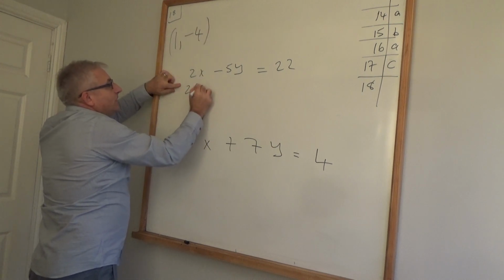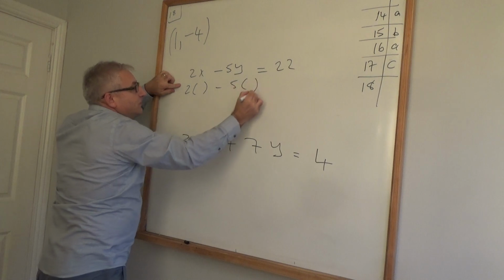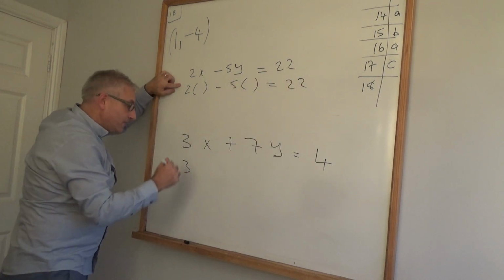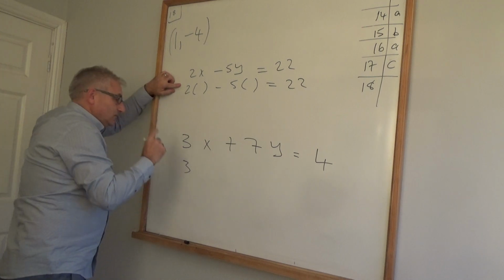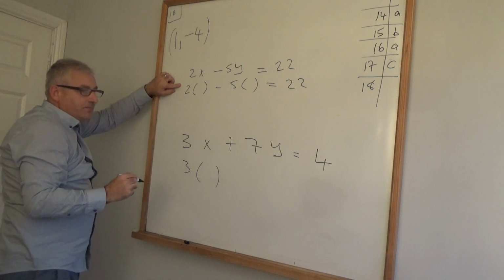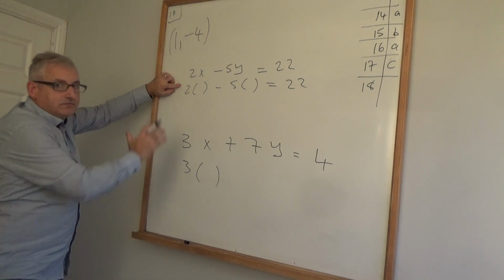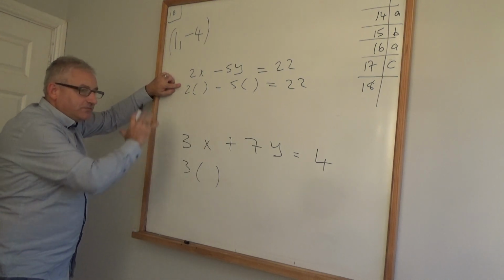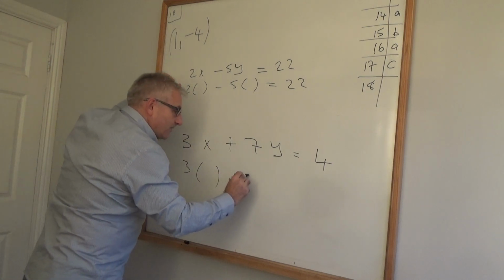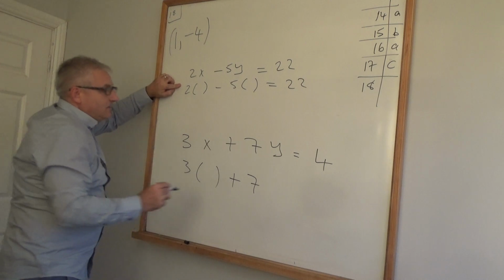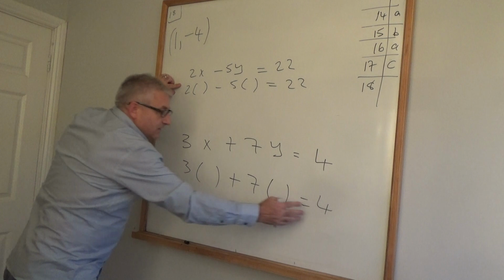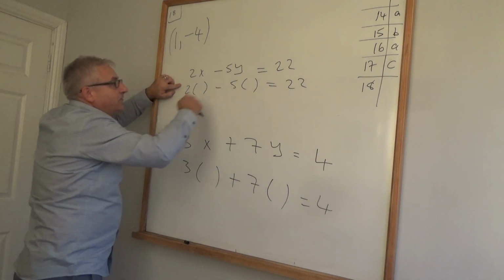So I'm going to go 2 bracket minus 5 bracket equals 22. And just for a bit of speed here and for a bit of sausage cutting mentality, talk about that in class, what I mean by that, but I think you might know. Just kind of doing as much as you can on autopilot where you don't have to think a lot. So this is our bracketed form of the standard form of the equation.